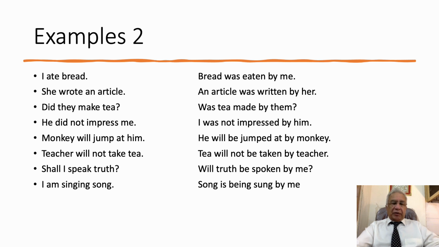"Monkey will jump at him." Now this is future, simple future, because "will" and the first form of the verb are added to that. This becomes future, and so the passive voice is "He will be jumped at by the monkey." First of all, the object of the active has been converted into "he" as the subject of the passive. Then the helping verb "will" remains the same. This is a modal, so therefore it remains the same, "will".